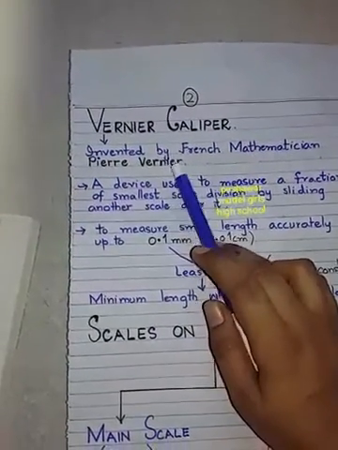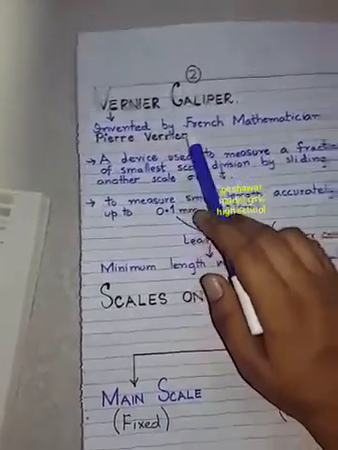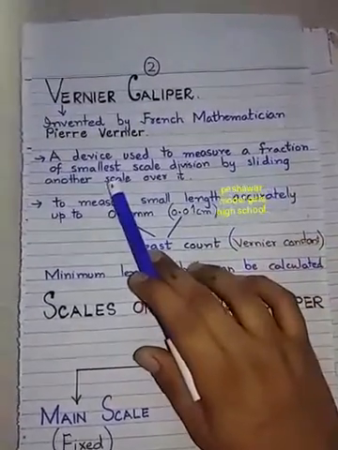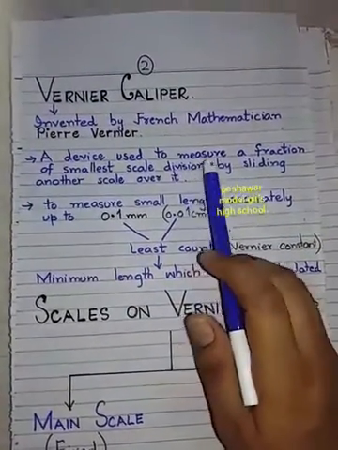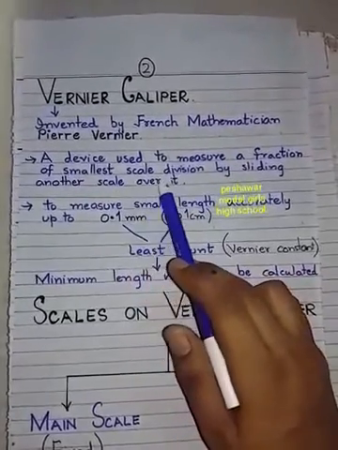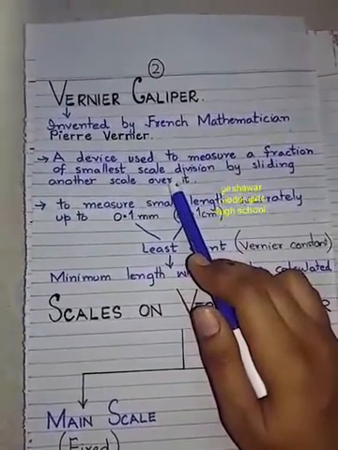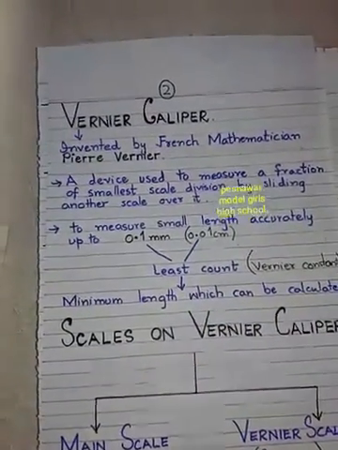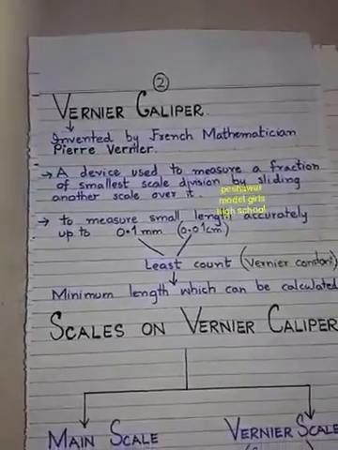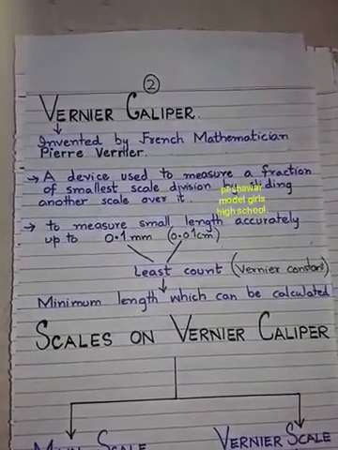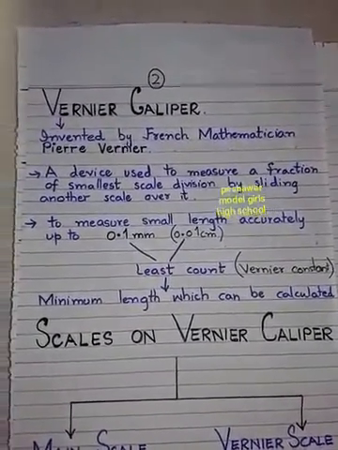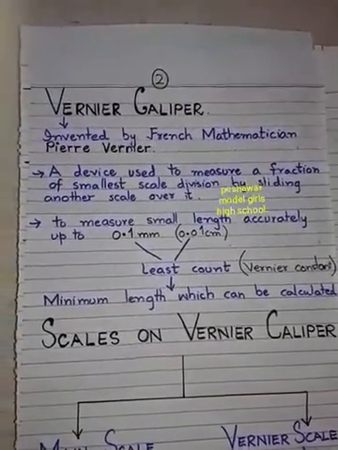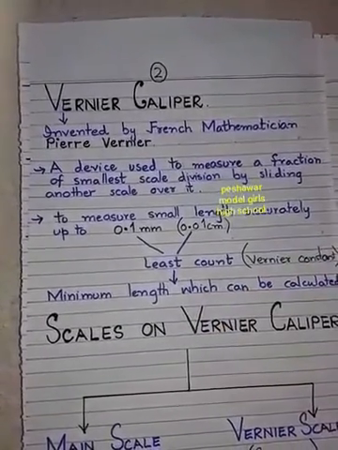Okay, how can we define the vernier caliper, girls? It is a device which is used to measure a fraction of the smallest scale division by sliding another scale over it. It is a type of device through which we can measure the length, width, diameter or thickness of an object by moving one scale over another scale.